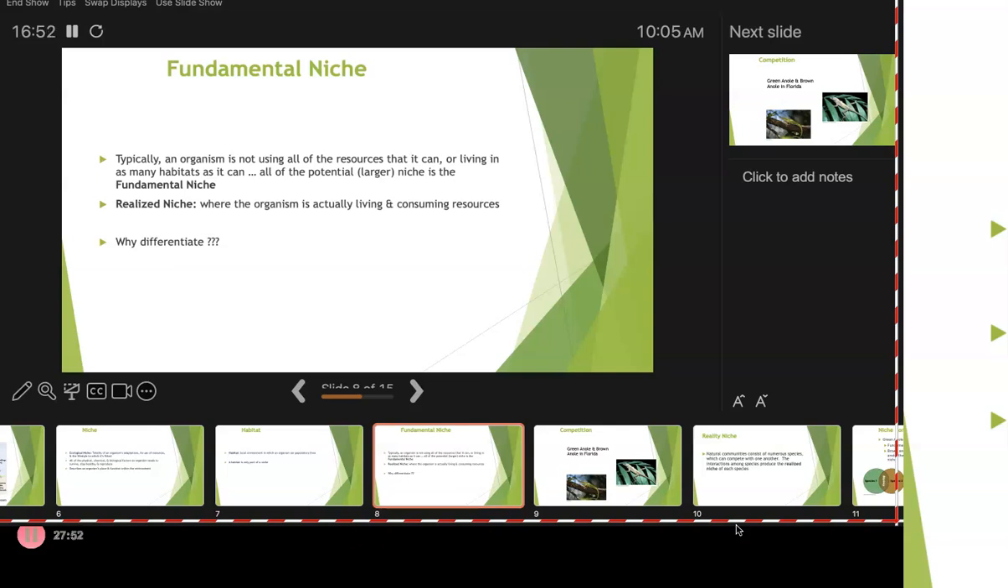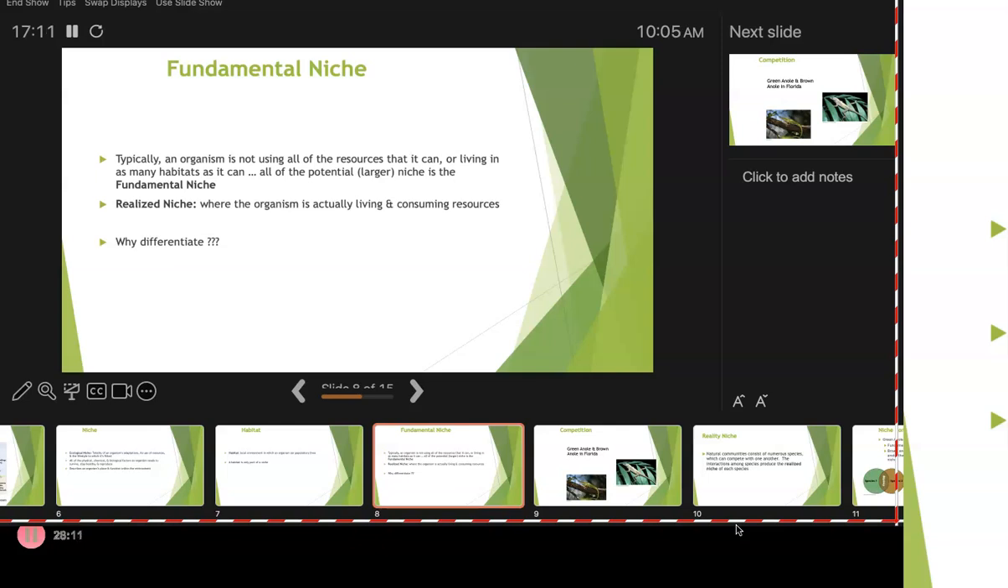And realized niche is, I don't necessarily say where you choose to live, but where you do end up living and doing your thing. So fundamental is all the possibilities. Realized is where you actually are.